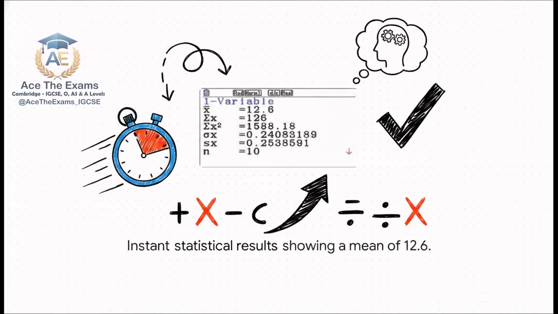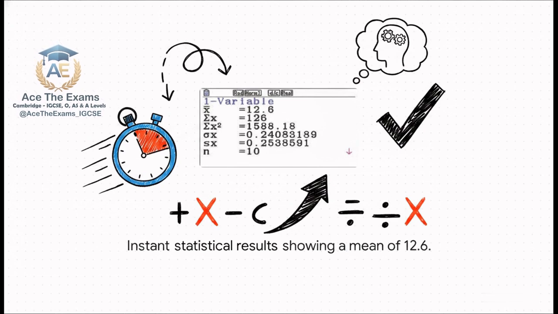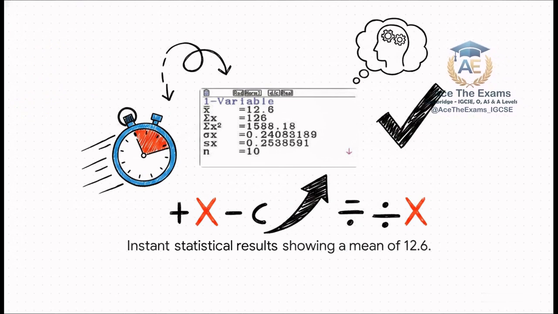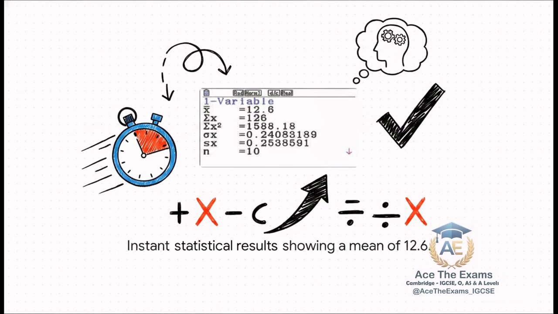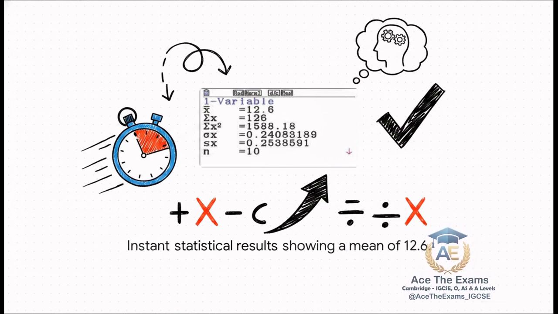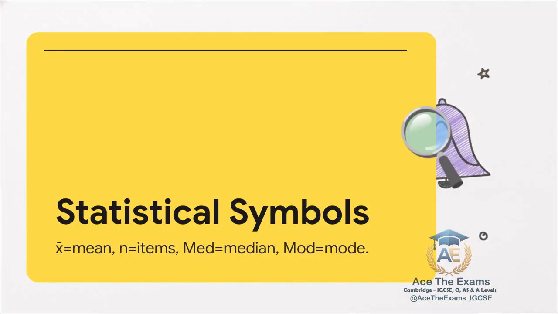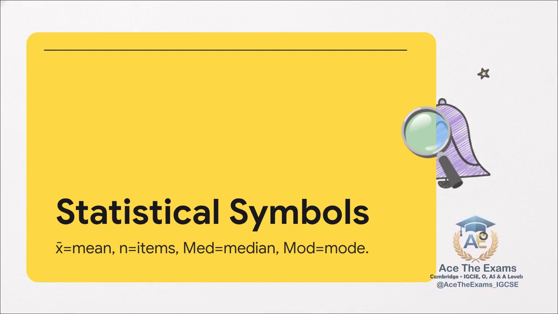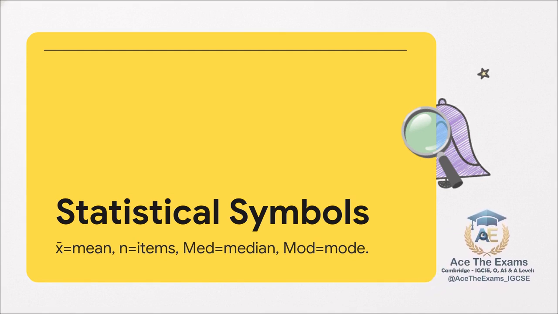Think about the manual labor we just bypassed for Alex. No adding up all 10 decimals to get 126. No dividing by 10. The calculator does all the heavy lifting, completely eliminating arithmetic fatigue. This allows you to focus all your mental energy on actually analyzing the results and perfectly executing the requirements of the Cambridge mark scheme. So the crucial point here is knowing exactly how to read this output screen by deeply understanding these specific mathematical shorthand symbols.